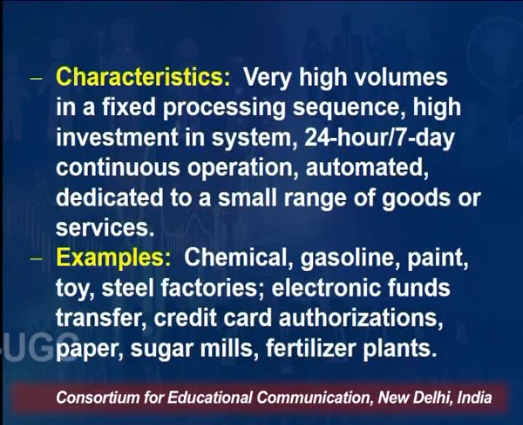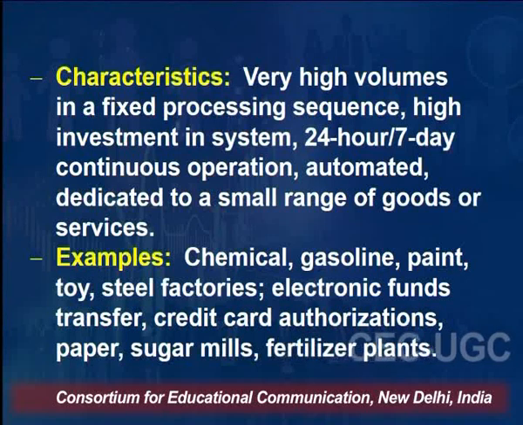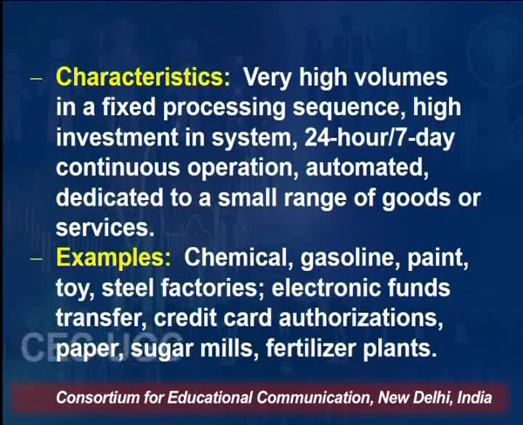Further characteristics, if we see: very high volumes in a fixed processing sequence, high investment in system, 24-hour, 7 days continuous operations, automated, dedicated to a small range of goods and services. Examples: chemicals, gasoline, paint, toy, steel factories, electronic funds transfer, credit card authorizations, paper, sugar mills, fertilizer plants.